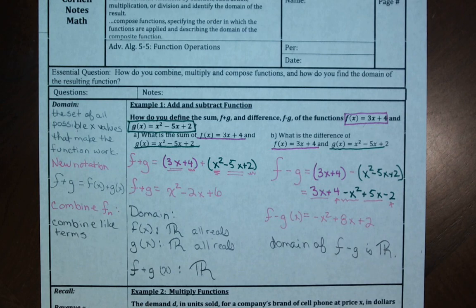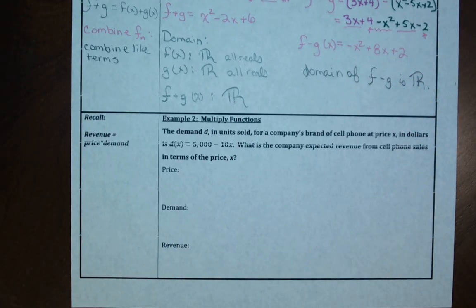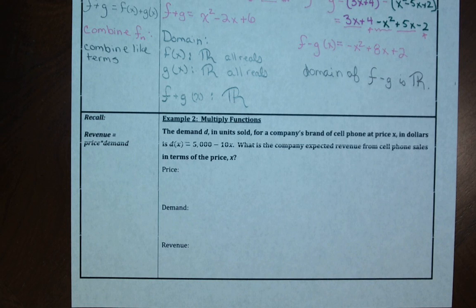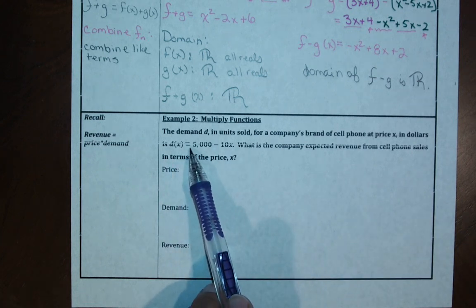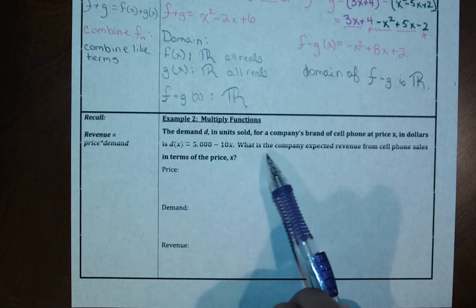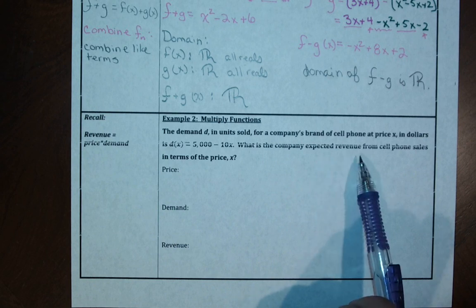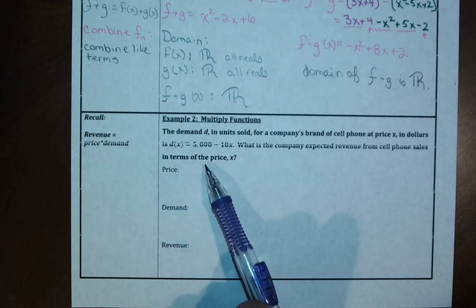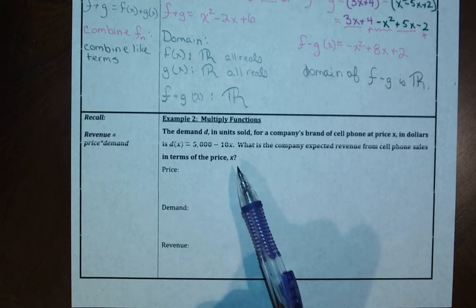Okay, let's move on to example 2, which has to deal with multiplying functions. It says the demand, which we'll call D, in units sold for a company's brand of cell phones at price X in dollars is D of X equals 5,000 minus 10X. What is the company's expected revenue from cell phone sales in terms of the price X?